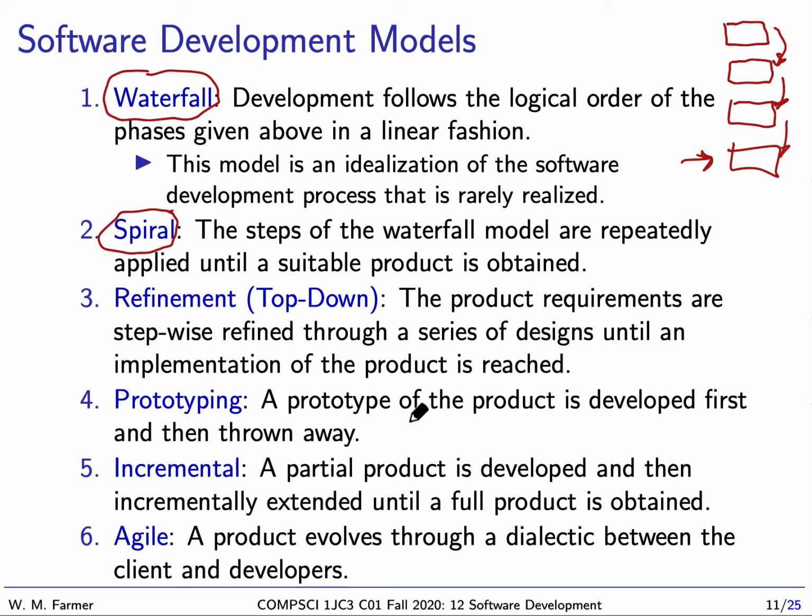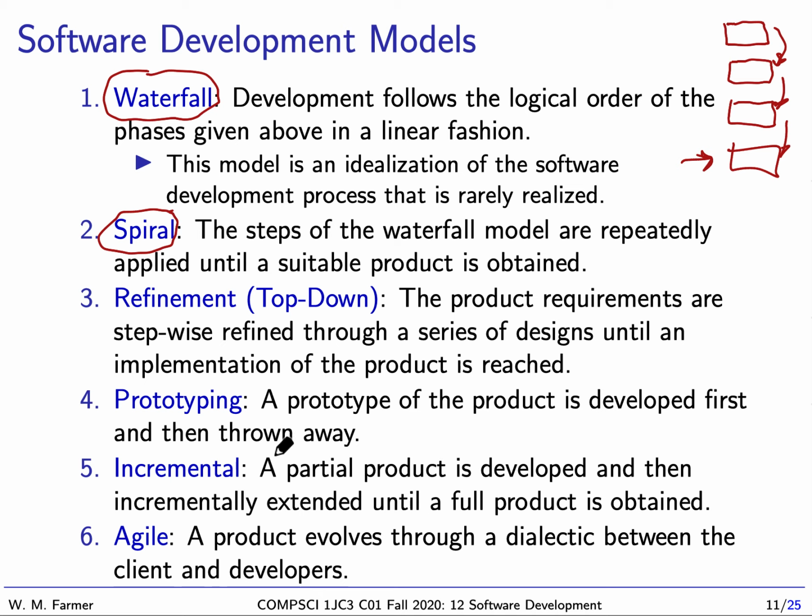Another approach is called prototyping. So prototyping is we make a prototype of the product, we develop it, and then when we're done developing it, we throw it away. The reason we throw it away is because we're assuming, if you're using this approach, that we don't really understand the problem completely. We need to build something to understand the problem. We build it, we learn better what the problem is, and then we throw it away and start over again.